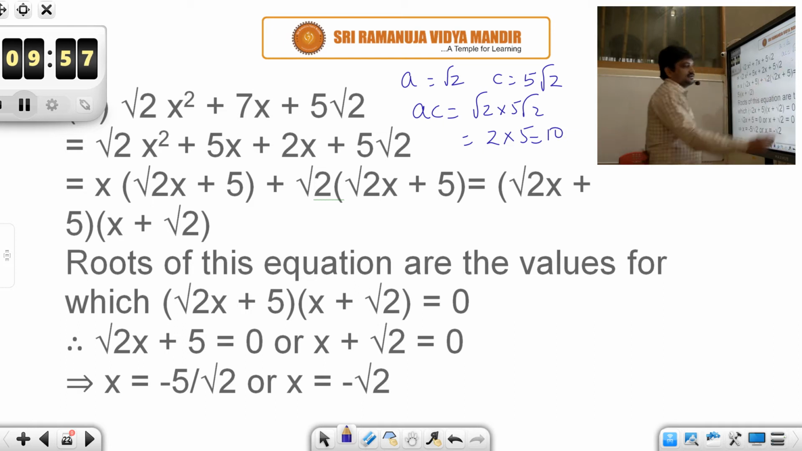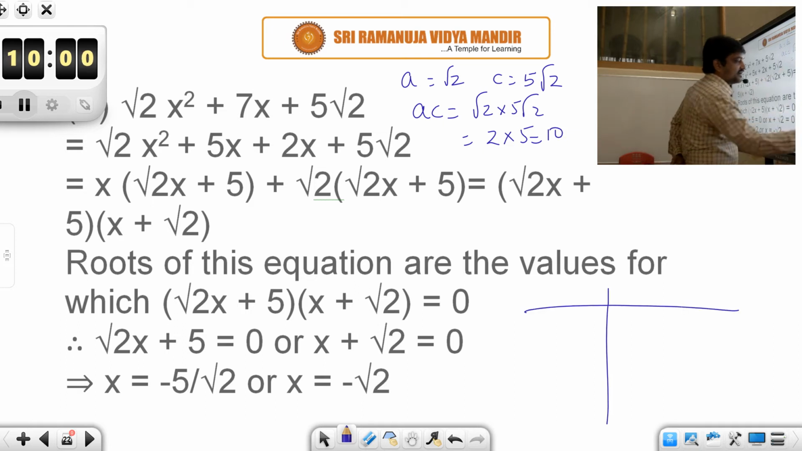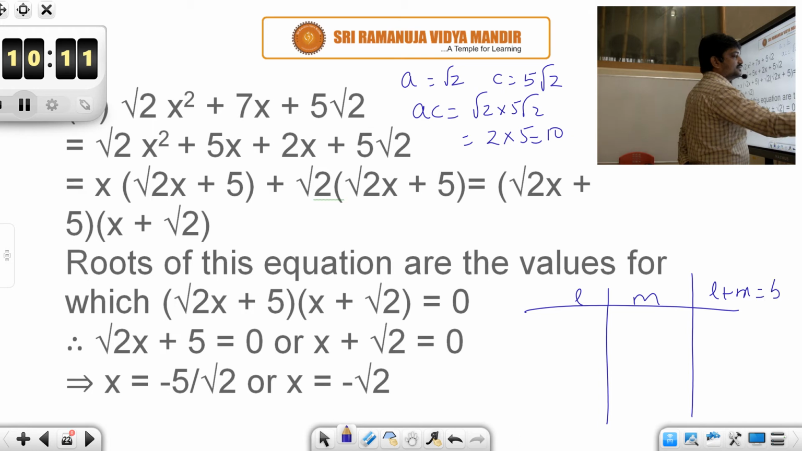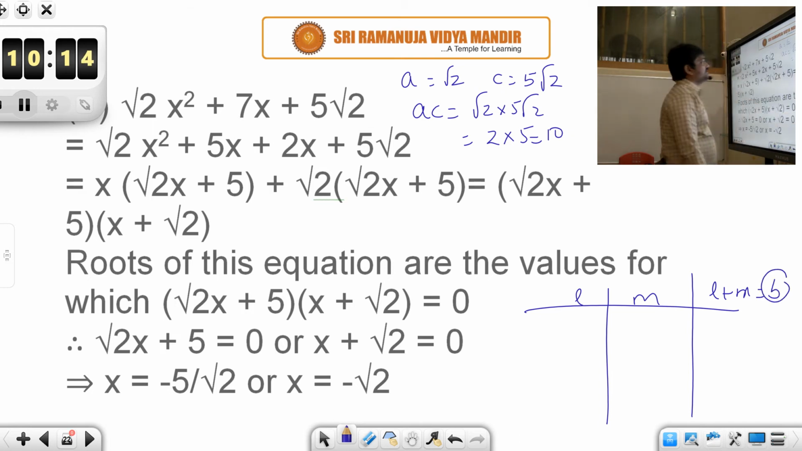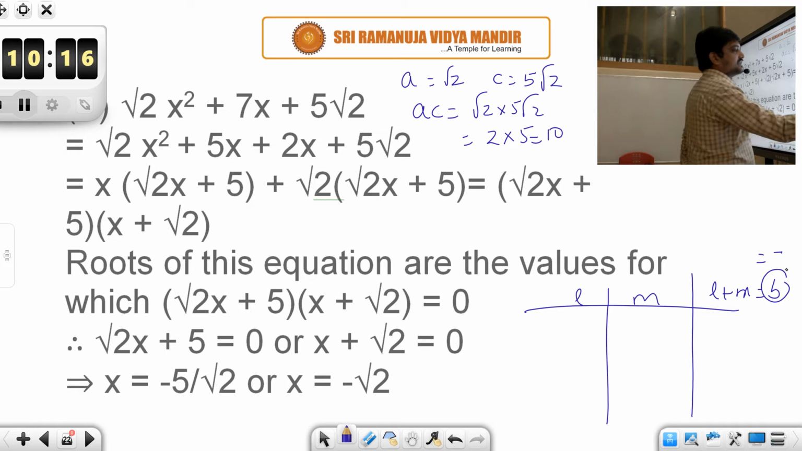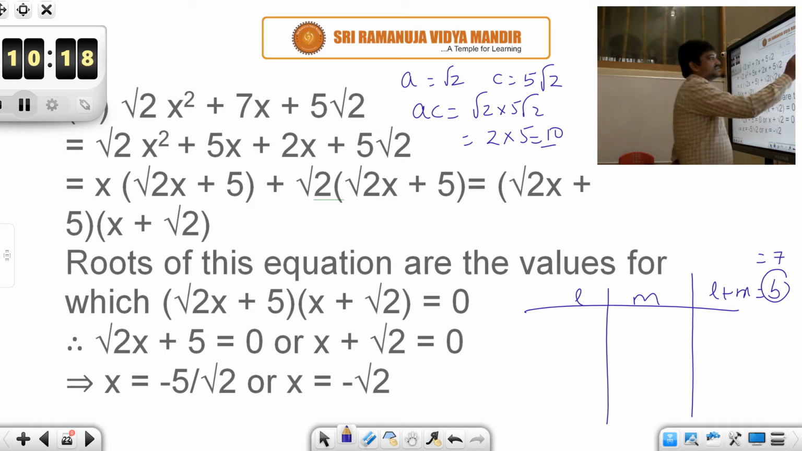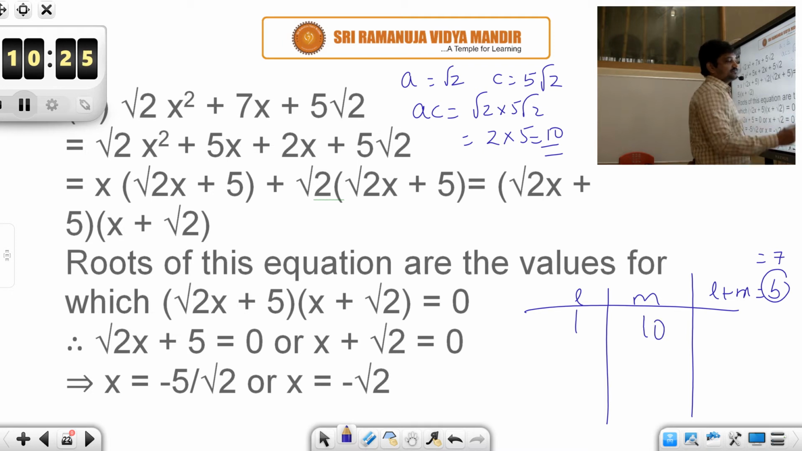Okay, so here let's make the table to identify the values of L, M and the sum, that is L plus M. We need to identify which sum gives the value of B, that is 7 over here. So try to express 10 as a product of two numbers. If the value of L is 1, then M would become 10. LM should be 10, isn't it?